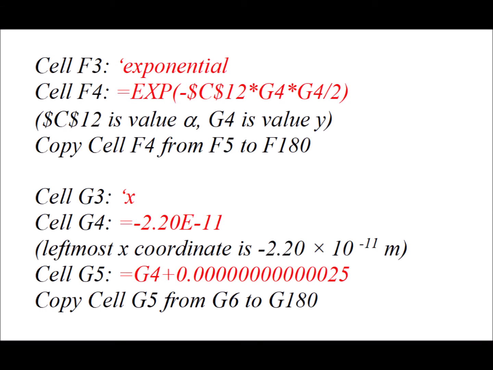In cell F3, we put the label exponential, because this is the Gaussian part of the wave function. In cell F4, we have this particular formula where the $C$12 is the alpha value, G4 is the value of Y. Then we're going to copy cell F4 from F5 to F180. Then in cell G3, we put the label X. In cell G4, we have our minimal value for X here. In cell G5, we put a formula that is going to increment the coordinate to the right, and then we copy cell G5 from G6 to G180.